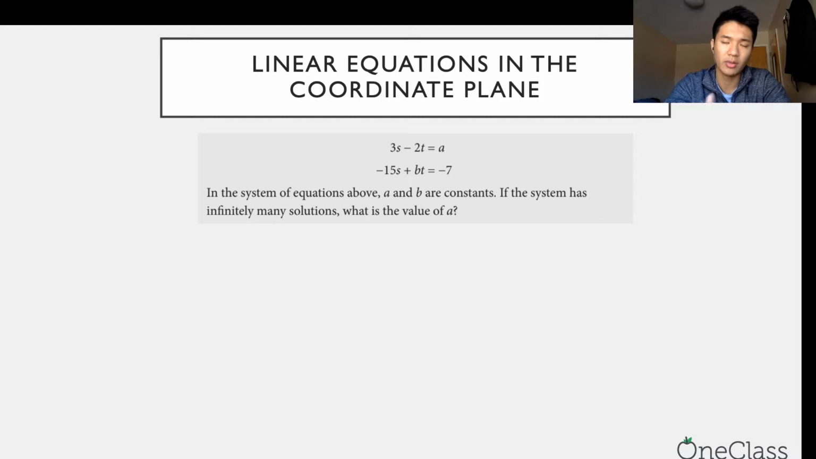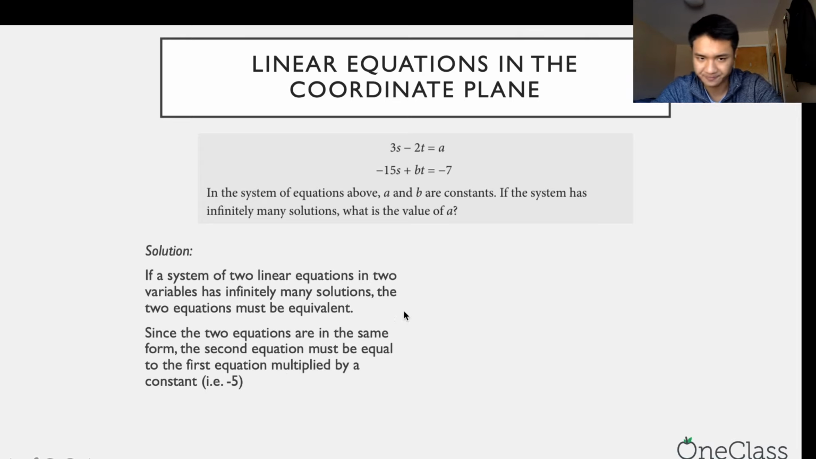So the key piece of information given to us in this question is that the system has infinitely many solutions, which we just said means that these two equations must be identical. What we also touched upon was that normally when you have a system of equations with infinitely many solutions, it's common for one equation to be the other equation multiplied by a constant. So we can see here that that's most likely the case. This is again the thought process we just went through.